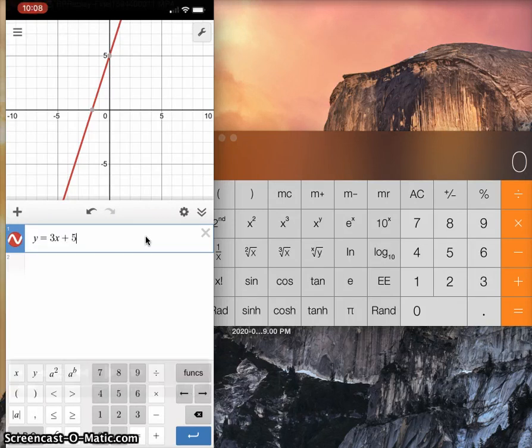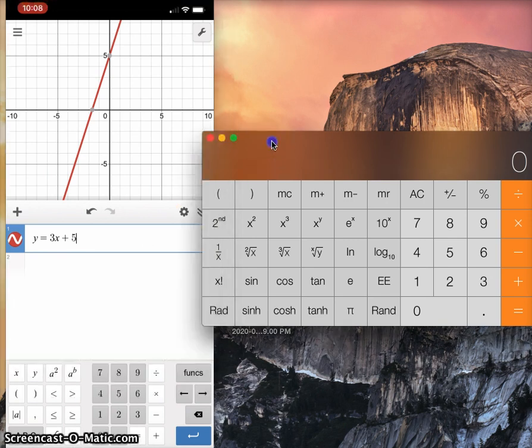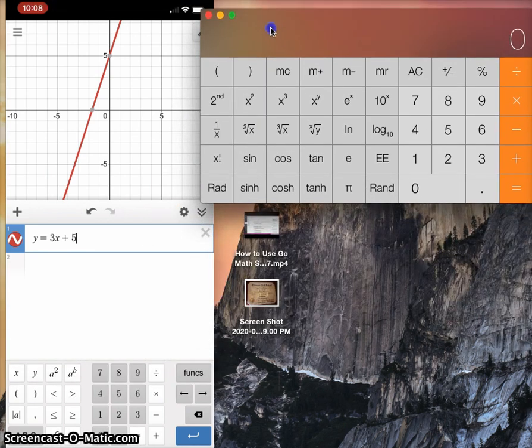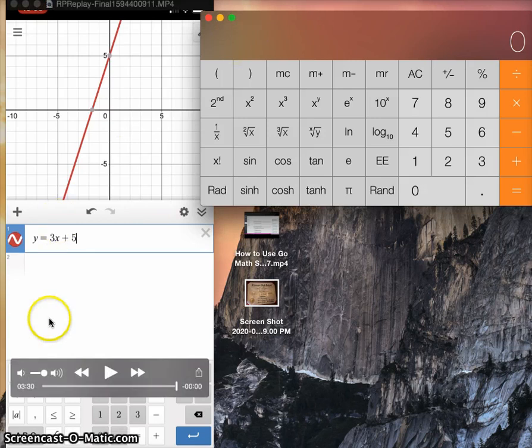So hopefully that's helpful for you. Just use those calculators to the best of your ability. And as always, feel free to search YouTube for additional tutorials on your specific calculator. But I just wanted to show you a couple of the basic ones that you most likely have access to.